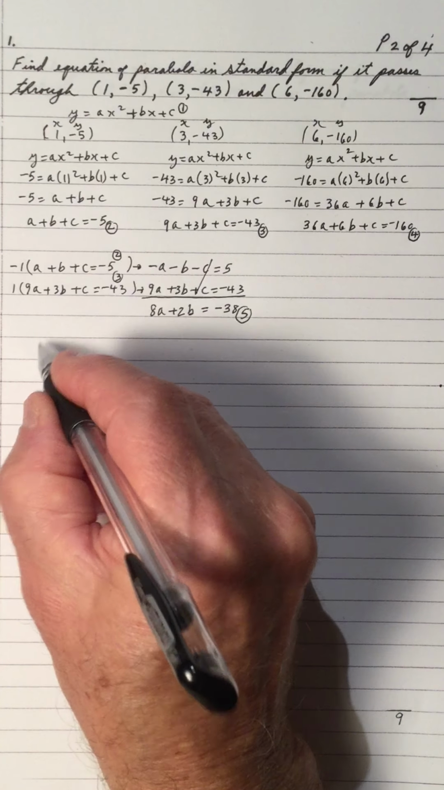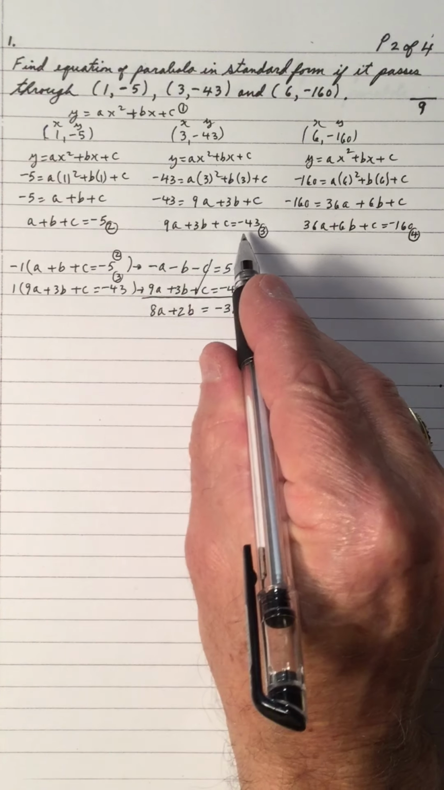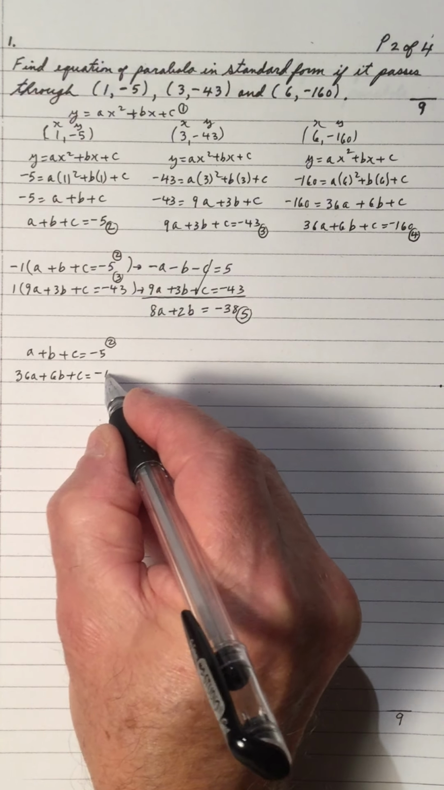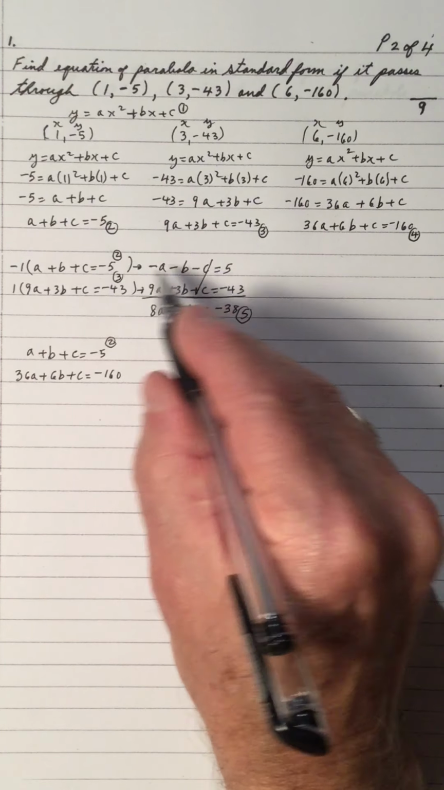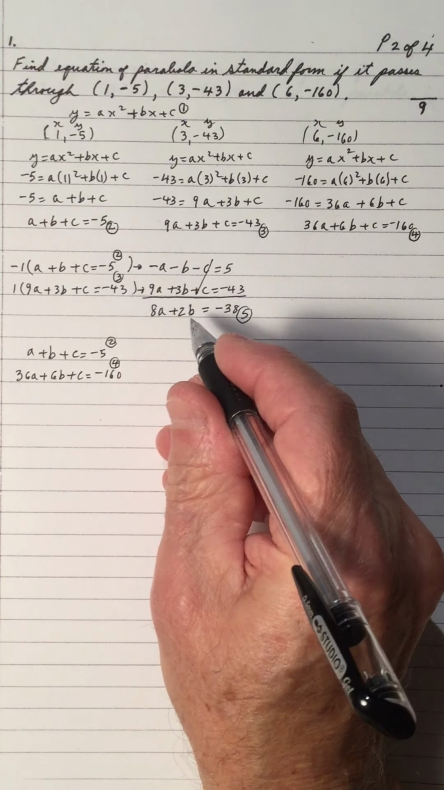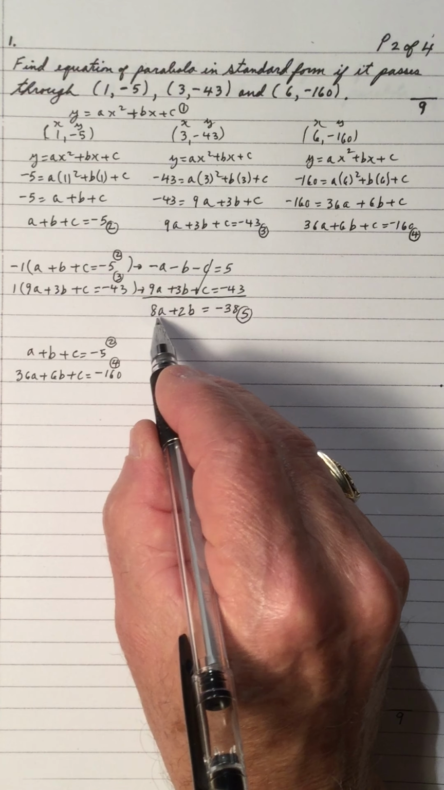So let's take another pair of equations. We did 2 and 3. So now we can take 2 and 4, or we can take 3 and 4. So let's take 2 and 4. So a plus b plus c is negative 5. So that's number 2. And let's write down number 4. 36a plus 6b plus c equals negative 160. So we eliminated c with 2 and 3, so this is 2 and 4, so we eliminate c again, because we want an equation with a and b in it.